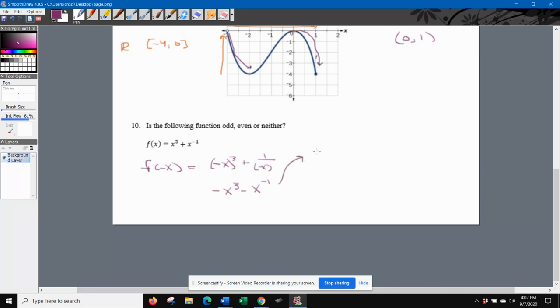And at first that looks like nothing until I factor out a negative 1. And when I factor out a negative 1, it turns back into x cubed plus x minus 1. And that's our definition of an odd function. The original function simply made negative.